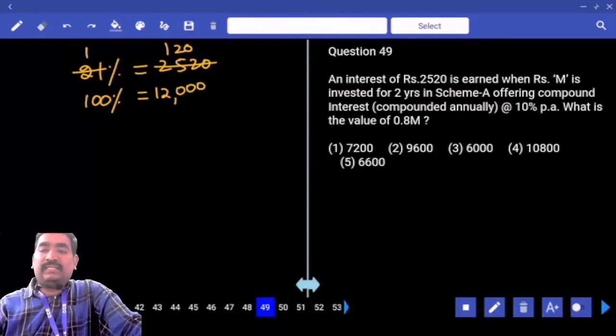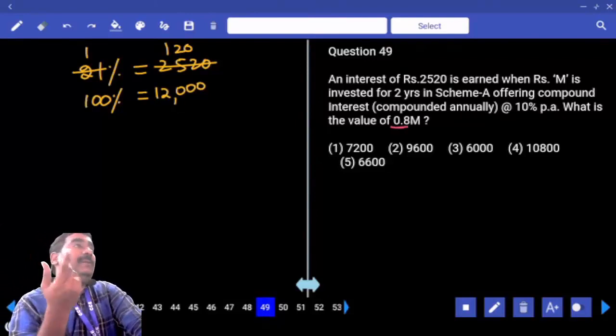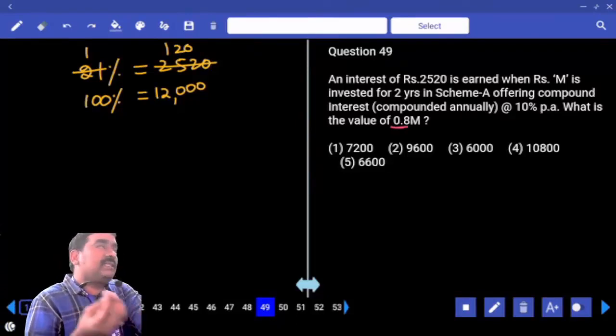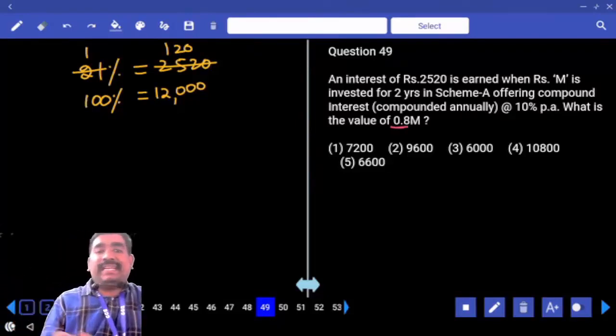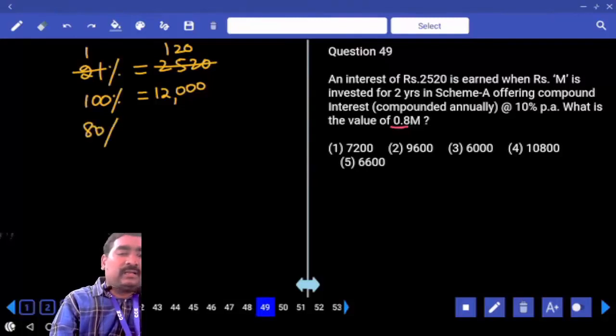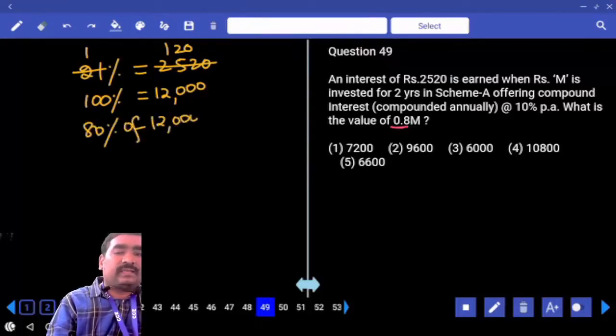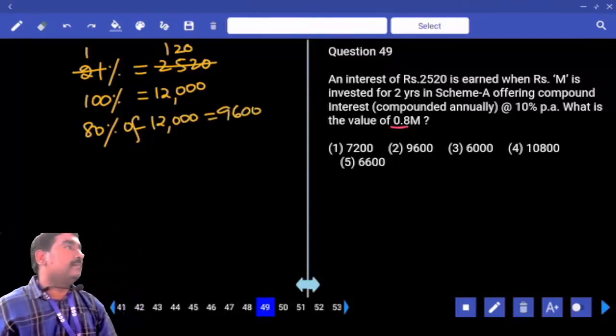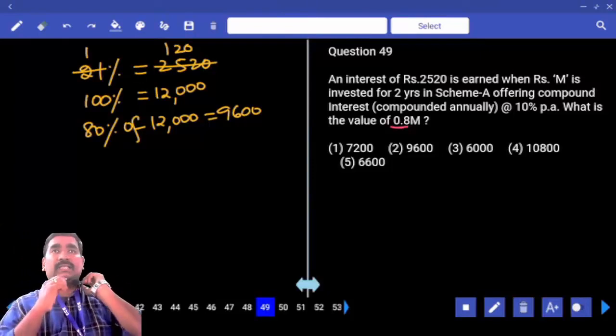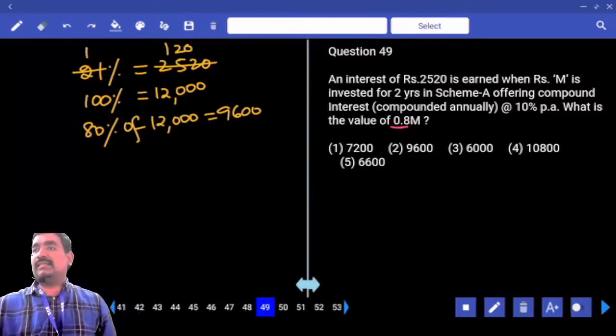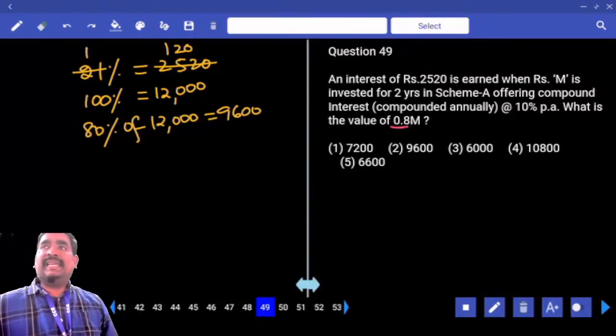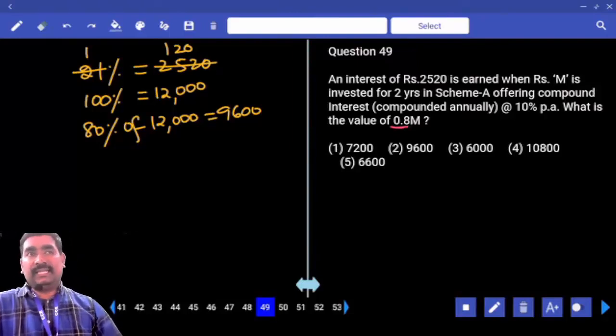They are asked to find just 0.8, which means 80%. They just ask us, 0.8 means 80% is how much? What is 80% of 12,000? 9,600 is your answer. They don't ask us 100%, they just ask us 80%. 80% of 12,000 will give us 9,600.